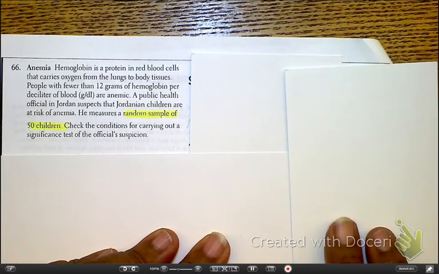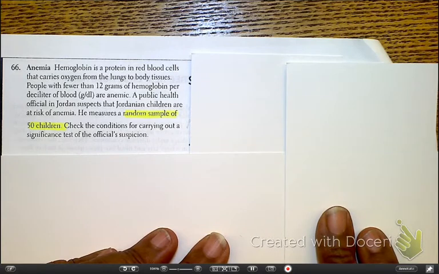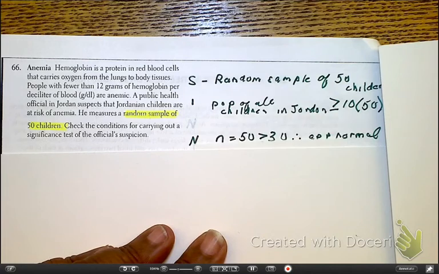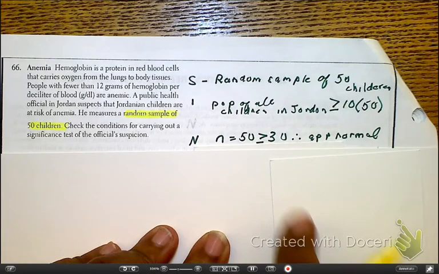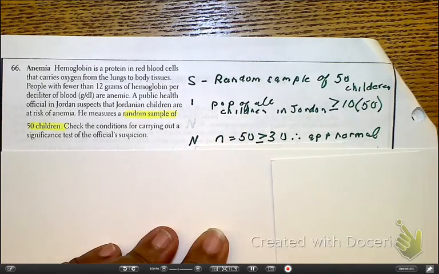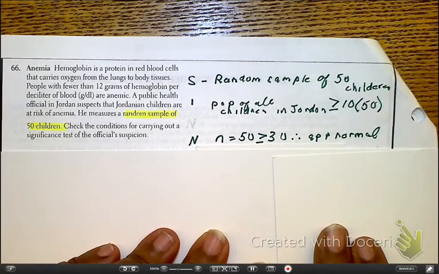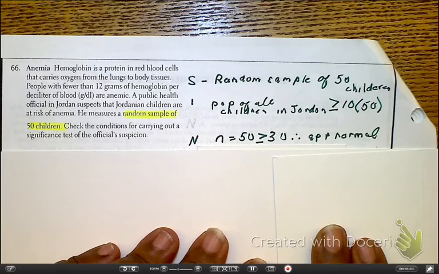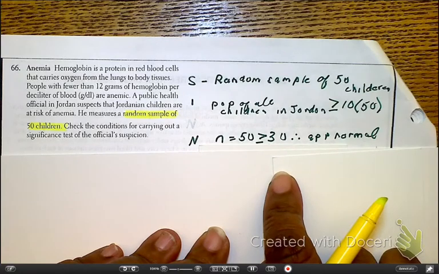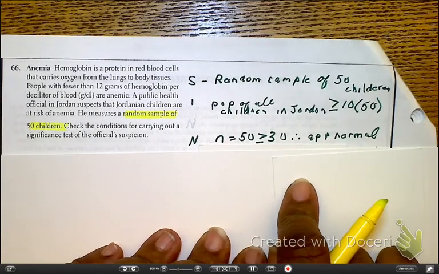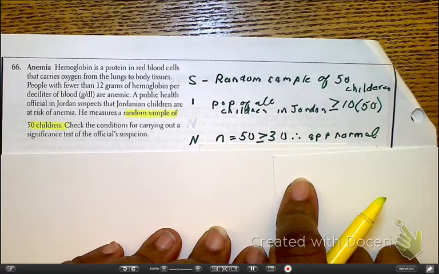Okay, welcome back. So what are they looking for right here? We are looking for our conditions and assumptions. So we're looking at our sins. Okay, we have a random sample of 50 students, or 50 children, sorry. Independence: the population of all children in Jordan is going to be greater than 10 times that sample size that we have right there. And here, thank goodness, we have a large count. So here we're going to assume normality because 50 is greater than 30. So much nicer than it was when we had to do our proportions.